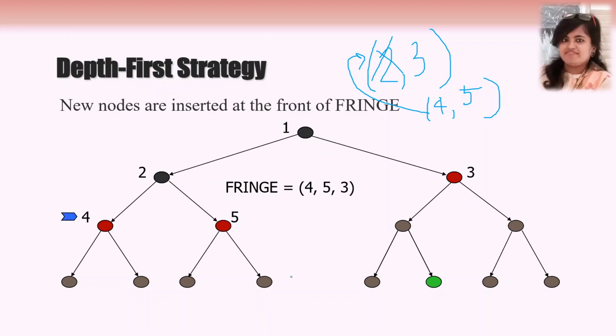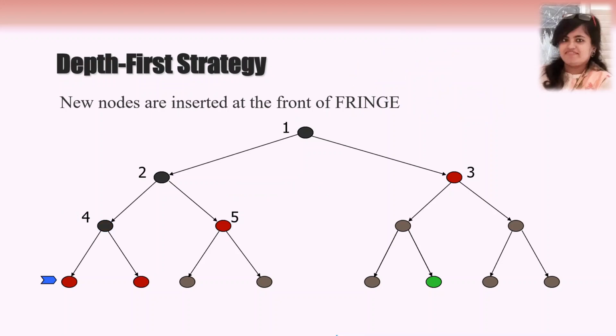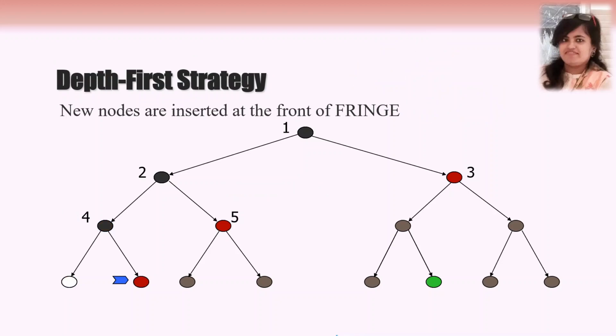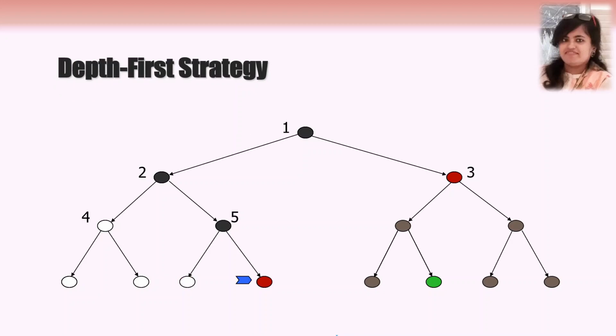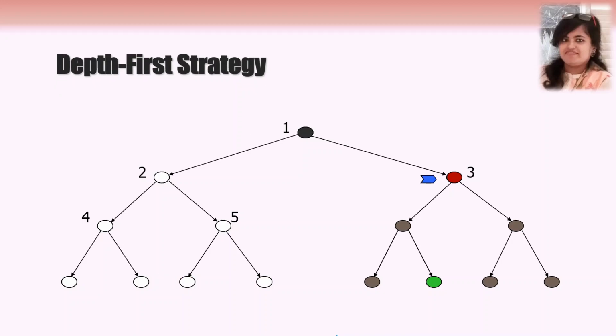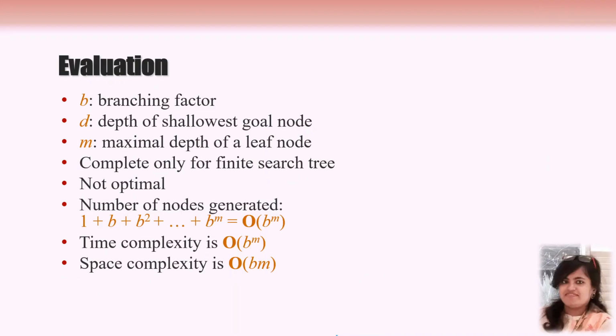Now as the fringe is 4, 5 and 3, you need to expand node number 4. Now this node will be expanded. Now 5 will be expanded. Now these nodes are the children, then these, then these. Then we will come to the node 3 position. Then these 2 children, then these, then these.